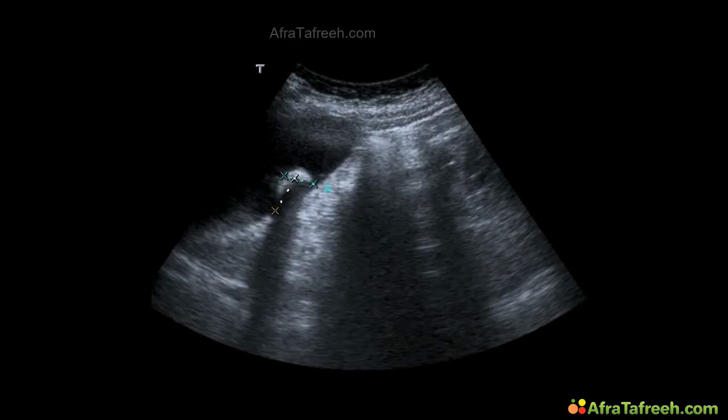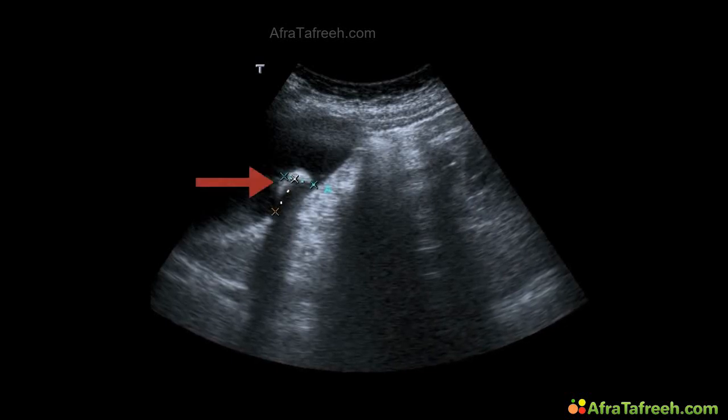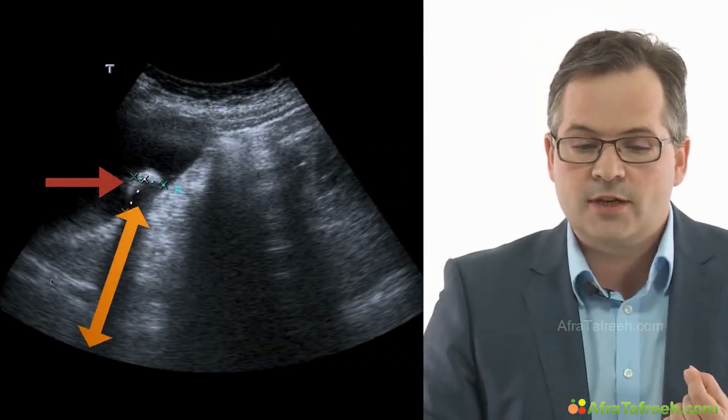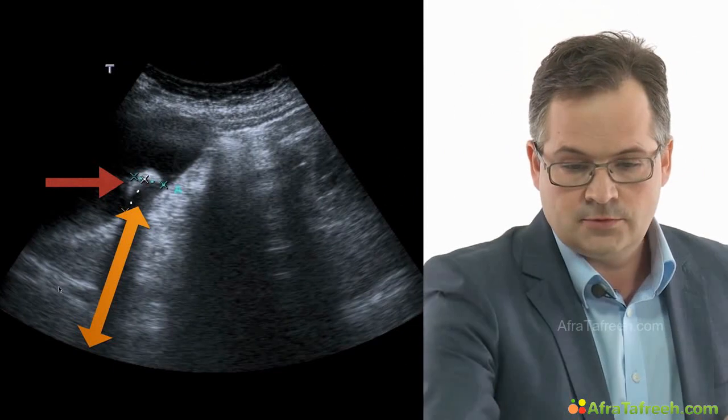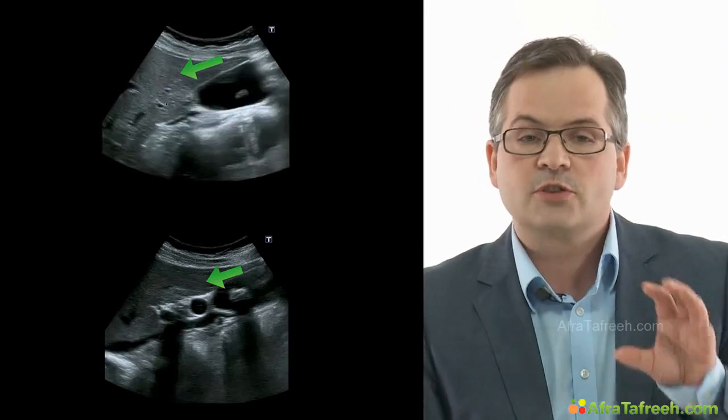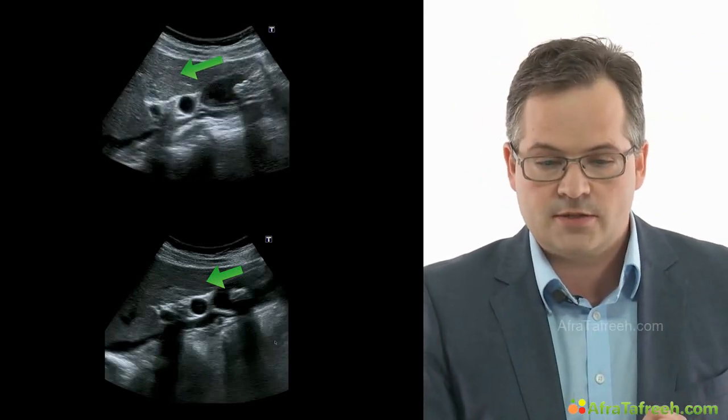Let's see. We find echo in the lumen over here. There is posterior acoustic shadowing behind the stone. And let's see if the structure is mobile. When the patient changes position, also the position of the stone in the gallbladder changes.